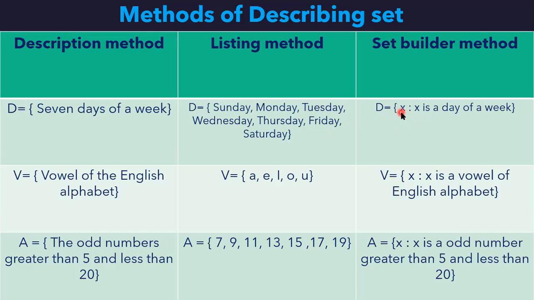What is the meaning of x? x is a day of a week. x means Sunday, x means Monday, x means Tuesday, x means Wednesday, x means Thursday, Friday, Saturday. That means x is a day of a week. Another example.